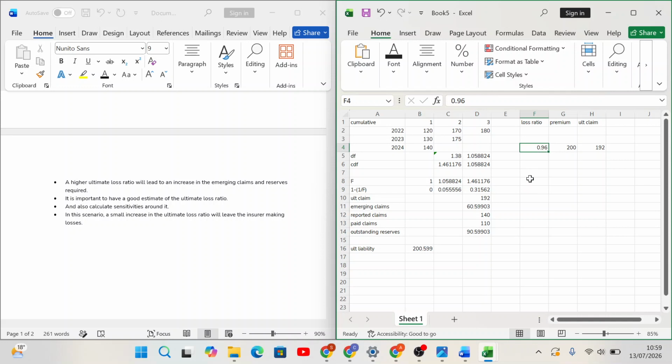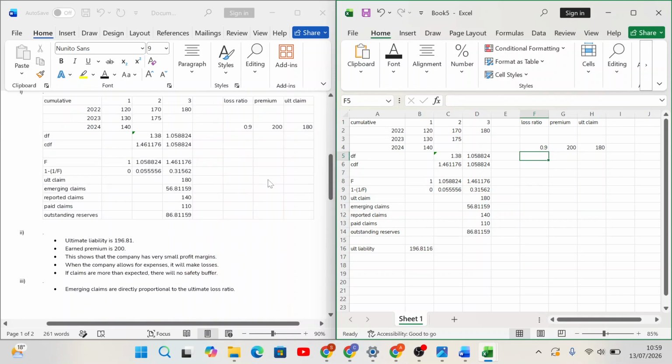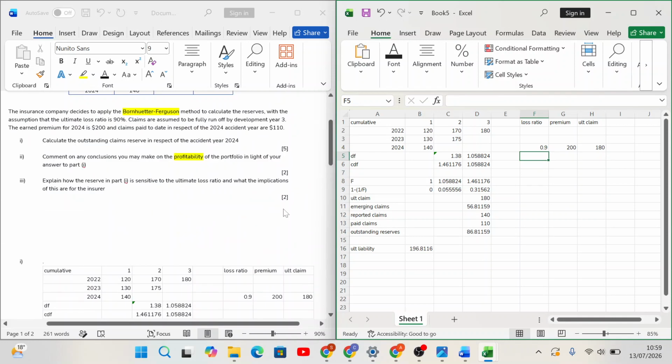And when you are estimating this, since this is usually an assumption, you have to do sensitivity analysis so that you can see which one works best for the company. So in our case, just as we have shown, a small increase in the ultimate loss ratio will leave the insurer making losses, which is clear. So with that, we have gotten all our 9 marks.